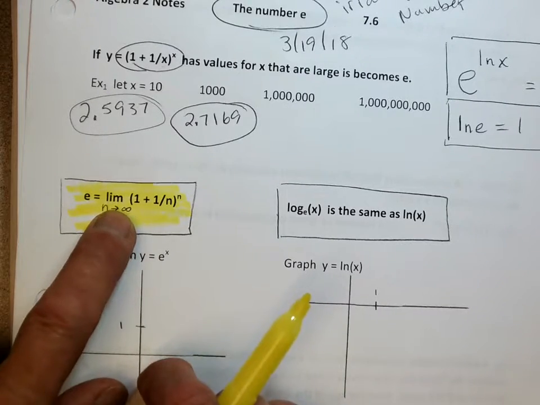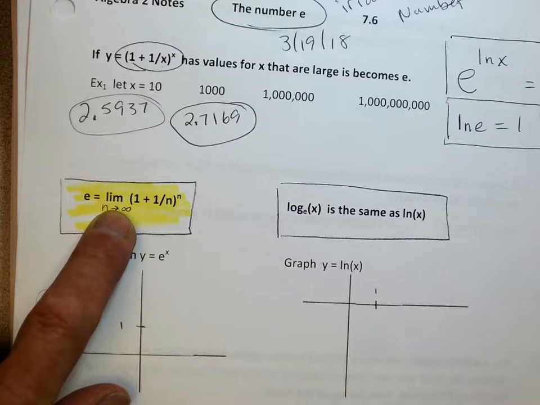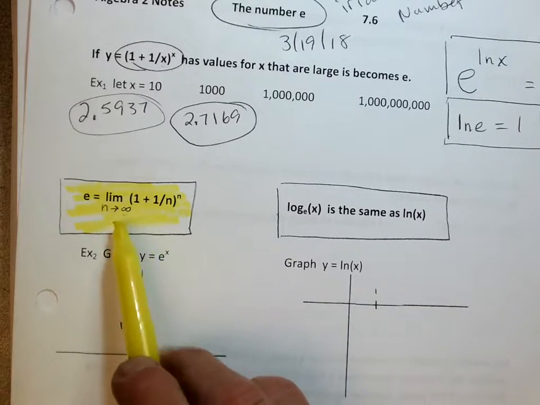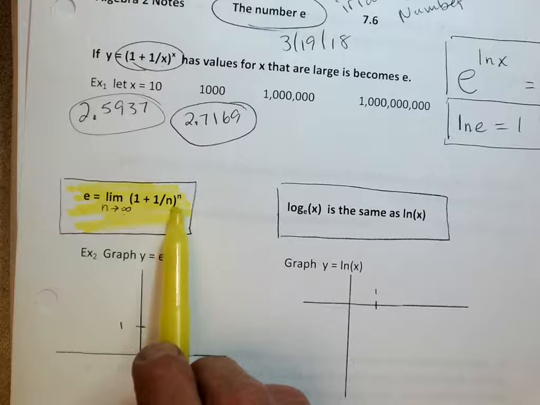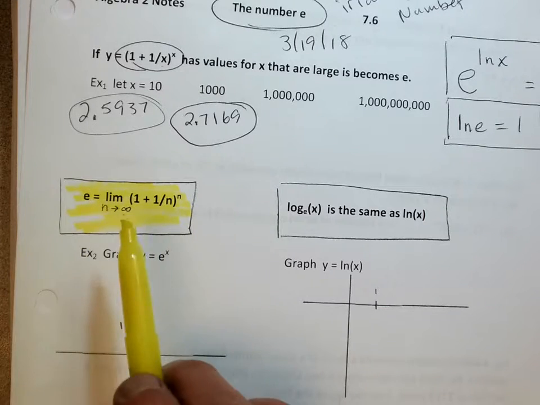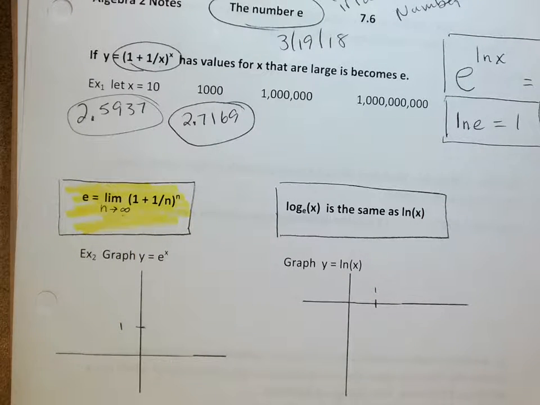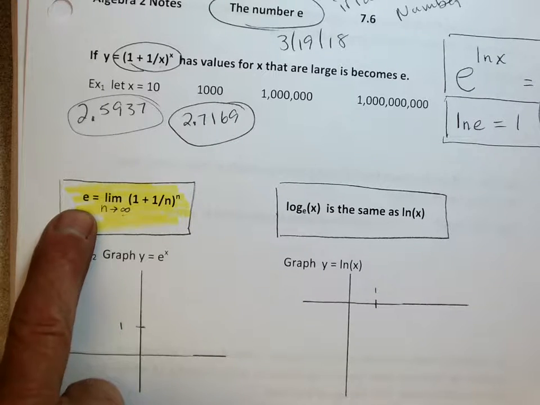So the word limit in calculus means let's get as close to something that we can't get to. Well, you can't get to infinity. So we say as n approaches infinity, we'll get this number e, 2.718, blah, blah, blah. But the exact value of e is just the number e, okay?